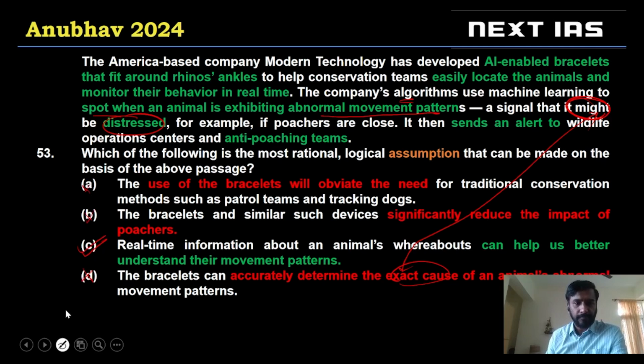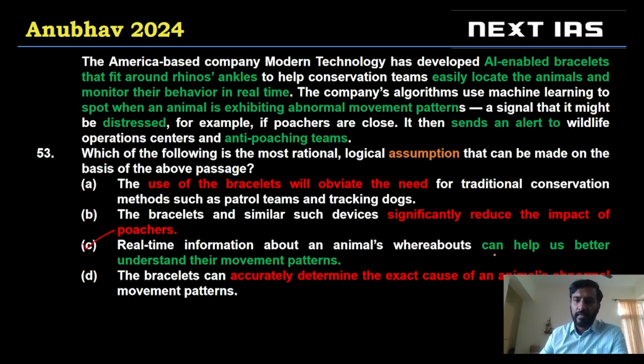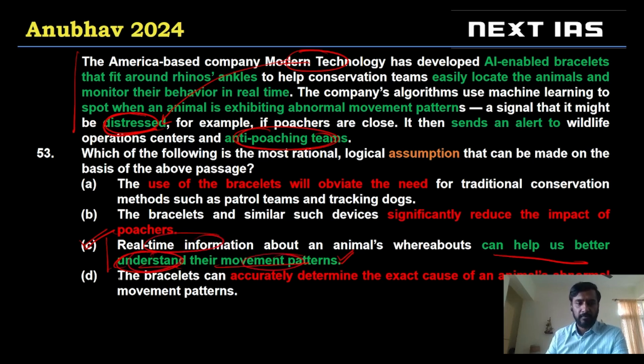Real-time information about an animal's whereabouts can help us better understand their movement patterns. All right, so option C is the correct choice. It can help us better understand their movement patterns because we can tell when an animal is distressed or not. And based on this, we can determine whether to send an anti-poaching team or not. So our understanding is improved. We can say this is a rational assumption because using this bracelet improves our understanding of rhinos being distressed. Therefore, real-time information improves our understanding about movement patterns. C is a valid assumption.